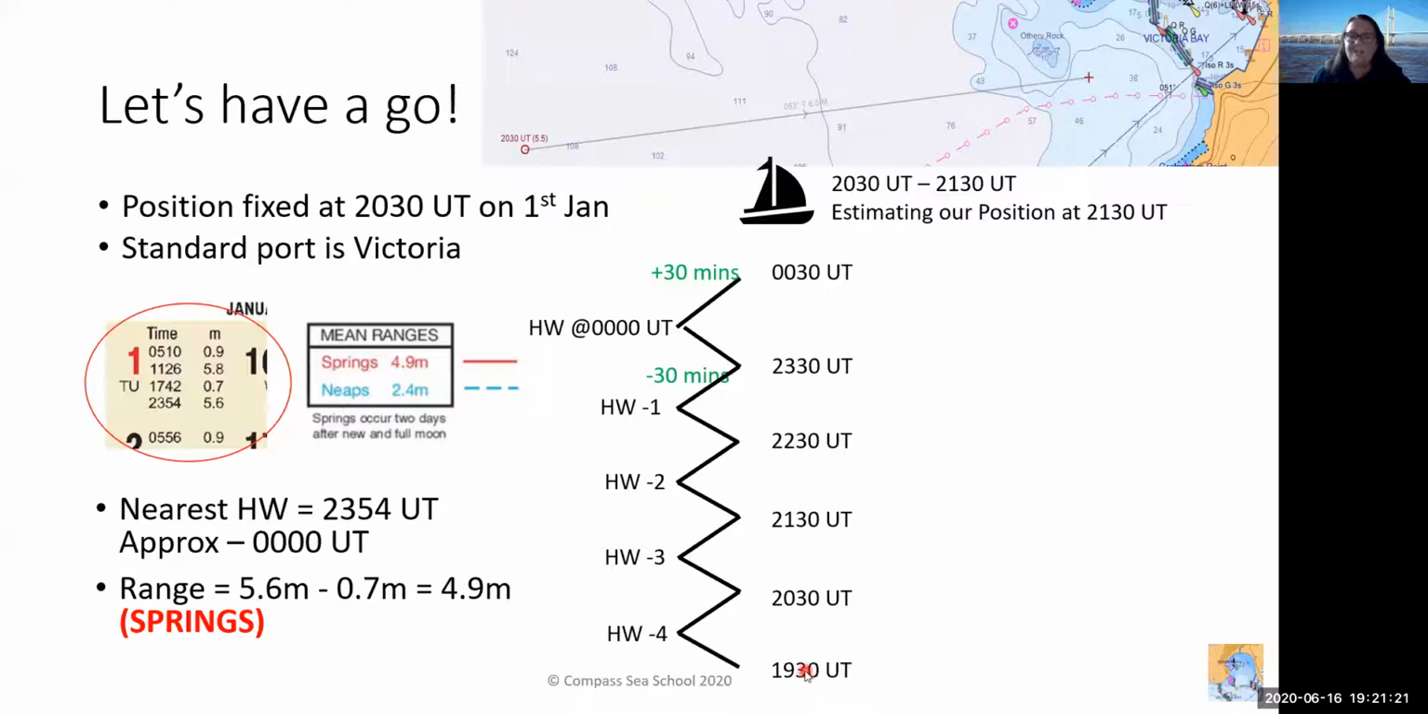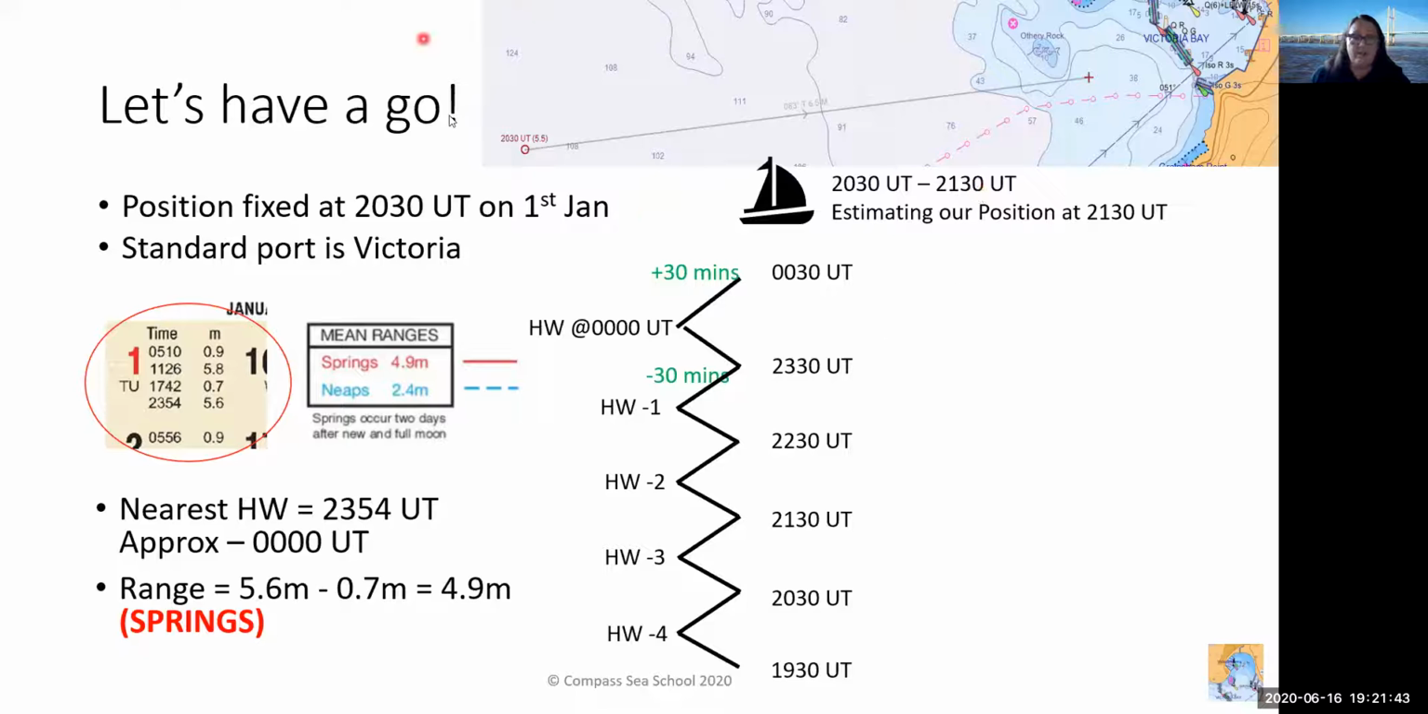So what does that tell me? Well, it tells me that when I go and look on my tidal diamond, the high water minus 4 hour is valid from 1930 to 2030. The high water minus 3 hour is valid from 2030 to 2130. So because I've written this down at the top, we're sailing between 2030 and 2130.